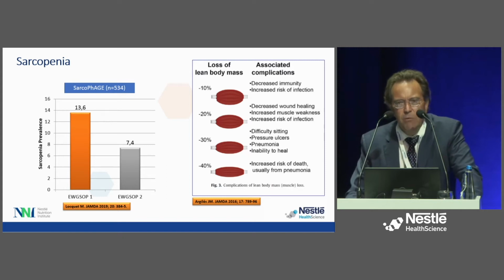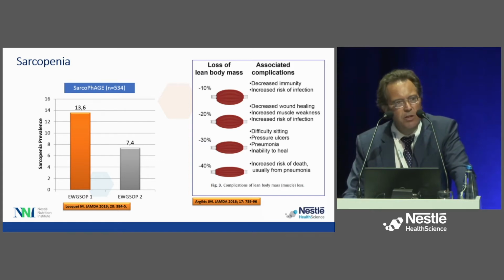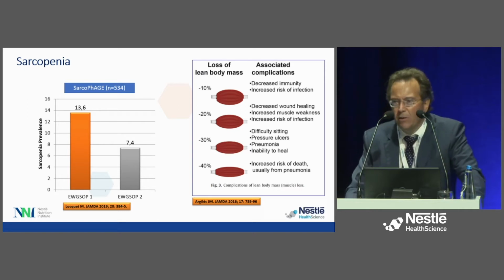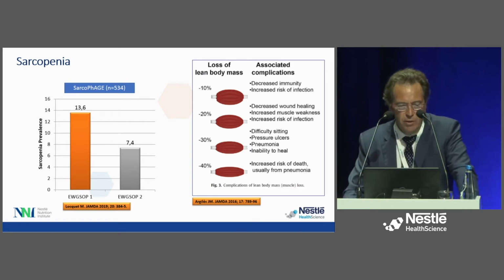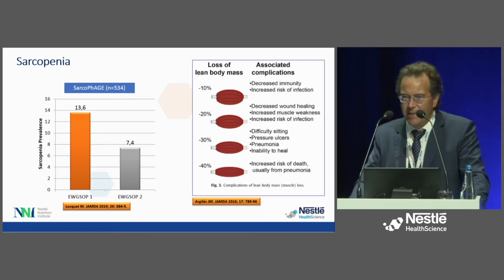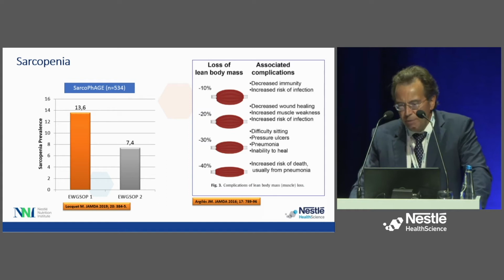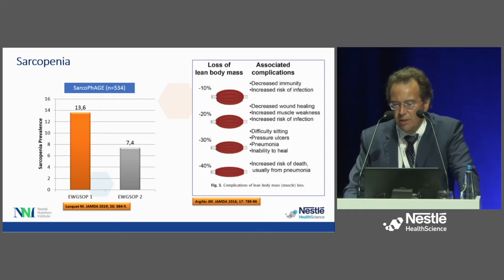From the SARCOPHAGE study with 534 participants from the community, we know that using the first consensus criteria of the European Working Group on Sarcopenia in Older People, 13.6% were sarcopenic, and using the second and more current criteria, 7.4%, so it's quite frequent also. And we all know that as sarcopenia progresses, some associated complications appear, like decreased immunity, increased risk of infections, decreased wound healing, increased muscle weakness, pressure ulcers, pneumonia, and of course, death.